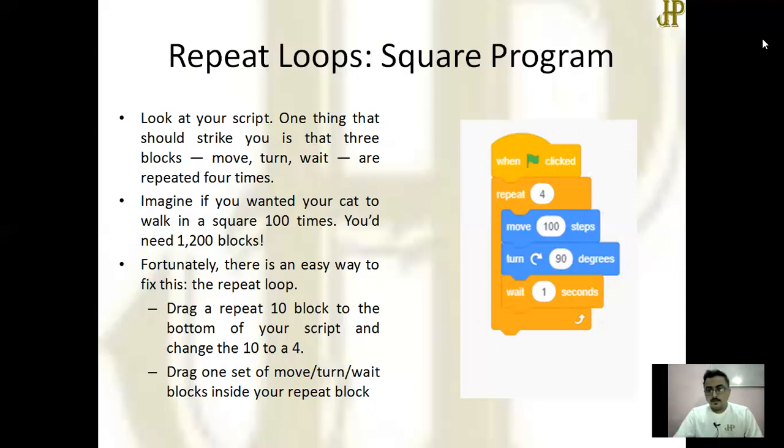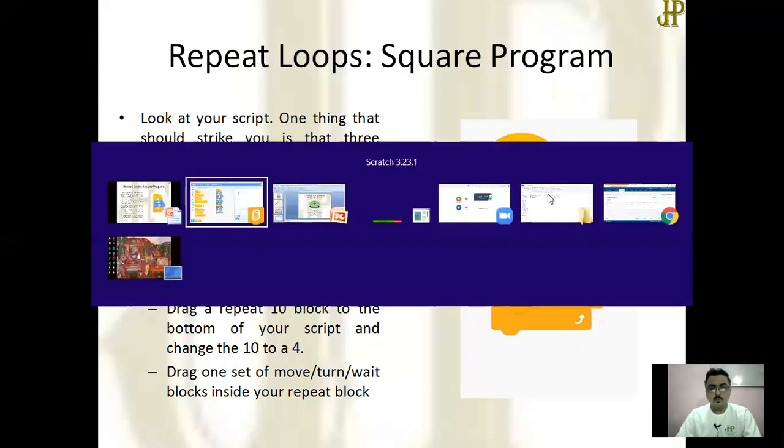Here, I have created 3 steps: move 100 steps, turn 90 degrees, wait for 1 second, and apply these 3 statements in a looping statement known as repeat. How many times? 4 times. Because I have to create a square by traveling the cat. So I am going to show you in a program.